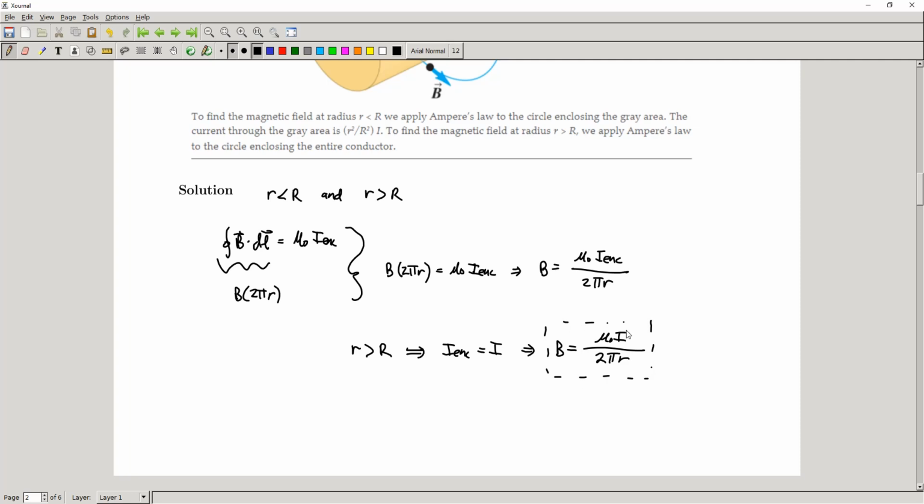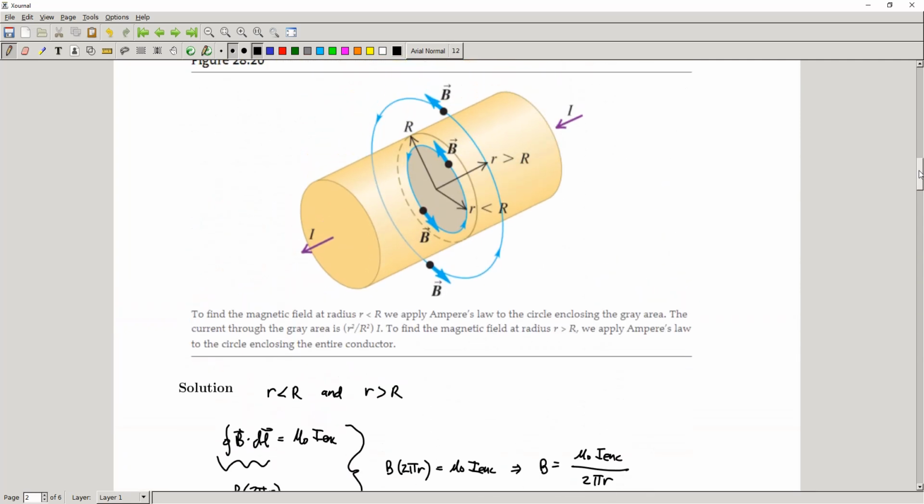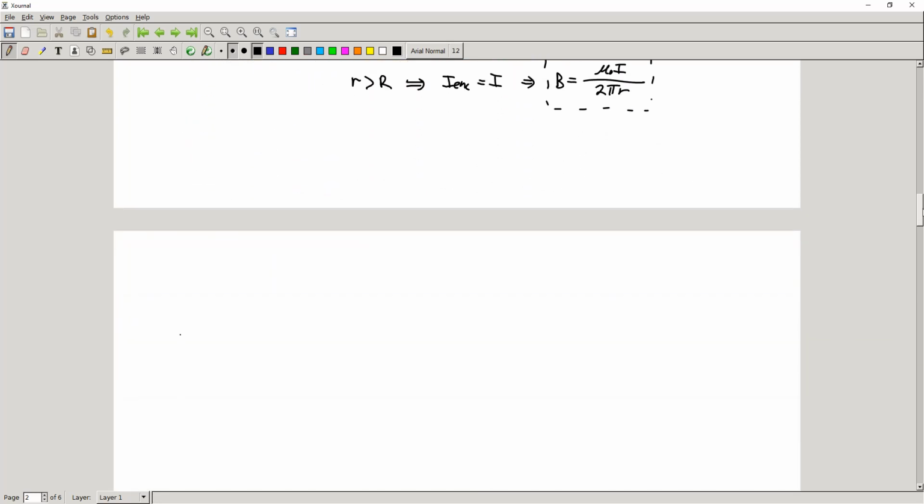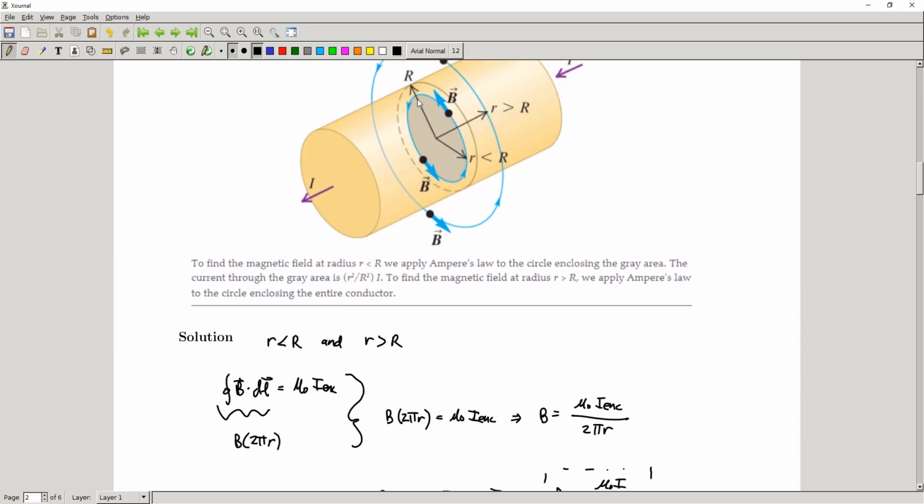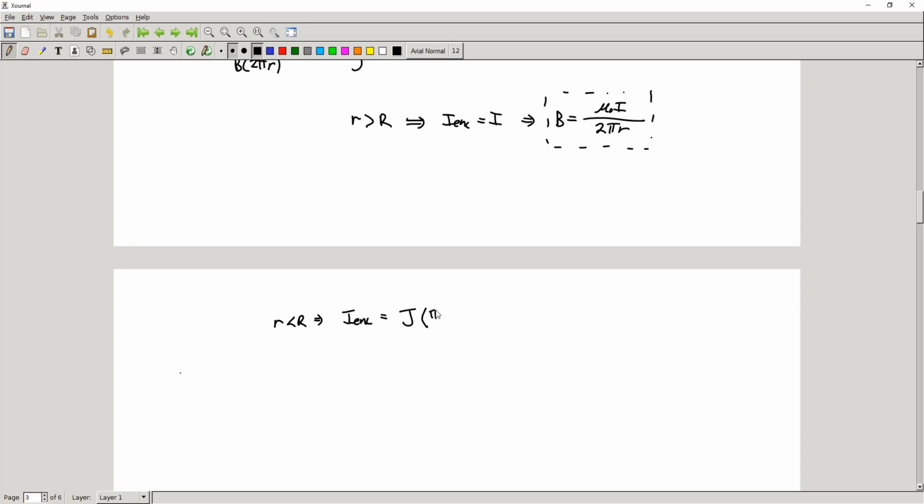But what about when we're inside the wire? When we're inside the wire, we're not enclosing all of the current. We're only enclosing some small part of that current. How much current are we enclosing? We need to think back to our discussions of current density. I enclosed is going to be our current density, which we gave the symbol J, times the area we're enclosing. The area we're enclosing is just the area of the circle that we're drawing inside our conductor, this grayed out circle here, so that's pi r squared.